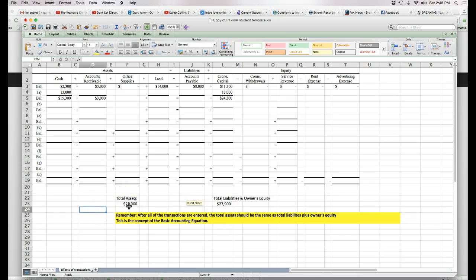Now remember, if it's a negative number, such as withdrawals, because they're drawing out, they're always going to be a negative number. So you want to make sure that your final balance here shows a negative number. You'll notice that when I put that negative in, it changed it to parentheses and in red.